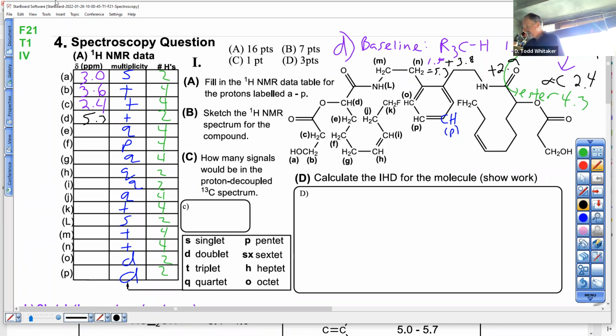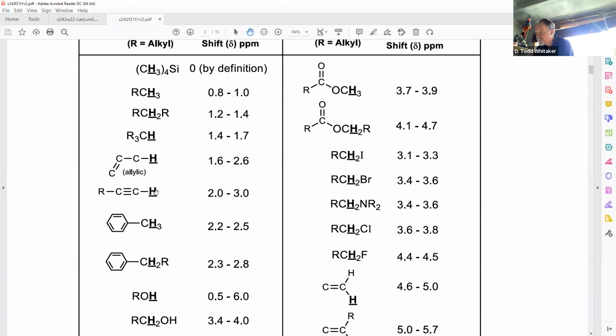5.3. E is just RCH2R. This is not part of the ester. It's a carbon, it has carbons on each side. RCH2R coming up. Third item. 1.3. Coming back.